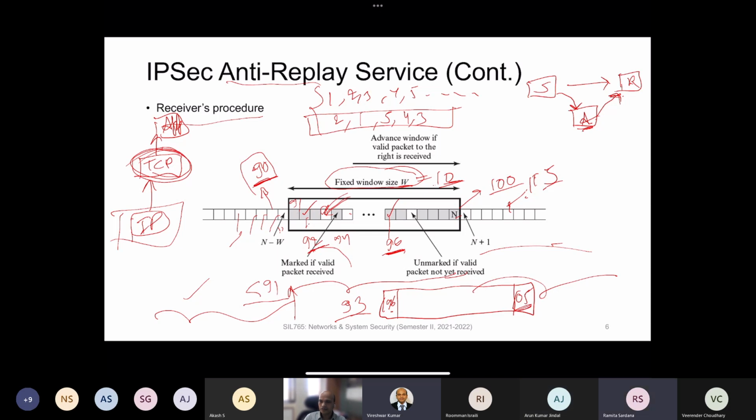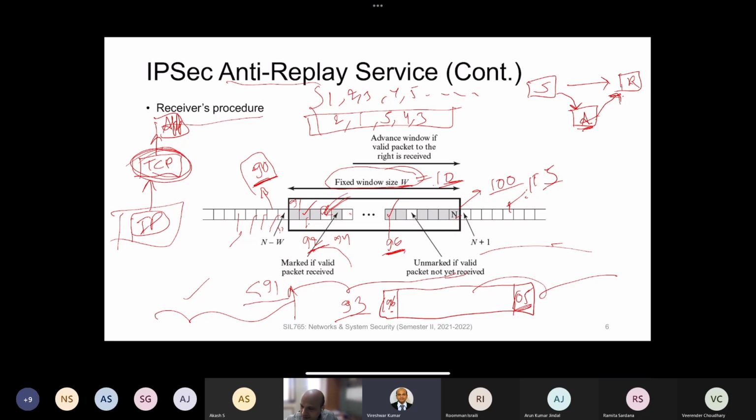Sir, does the counter start at 1 in every session between the client and the sender? Yes. Okay. Any other question?